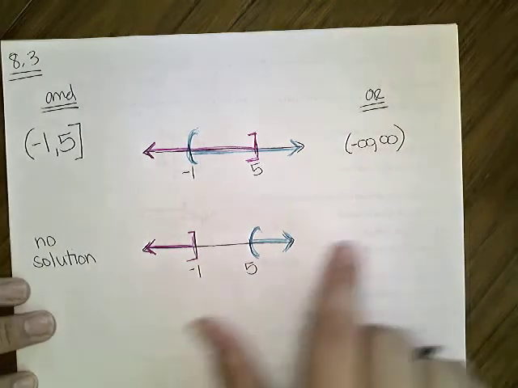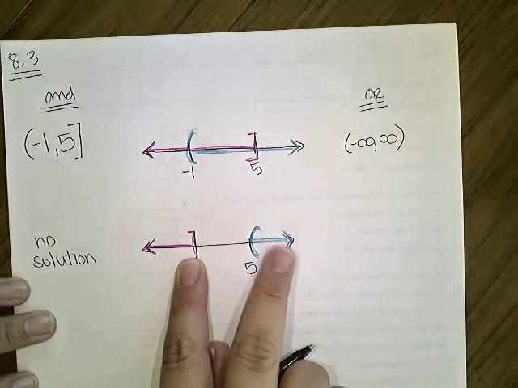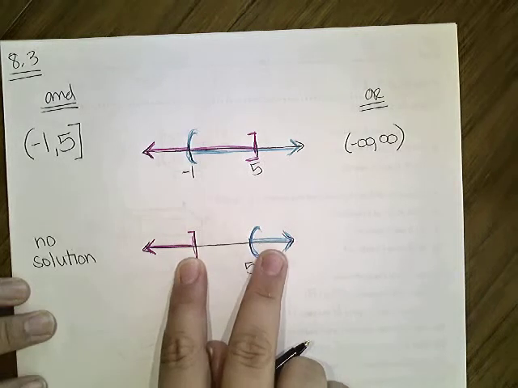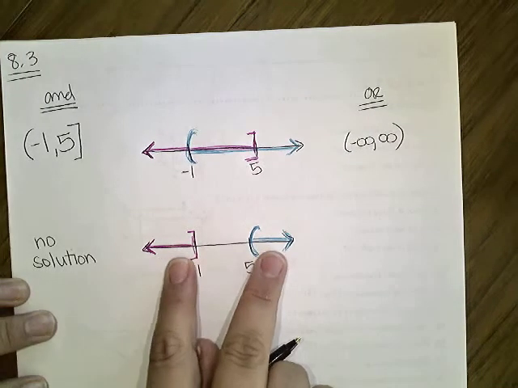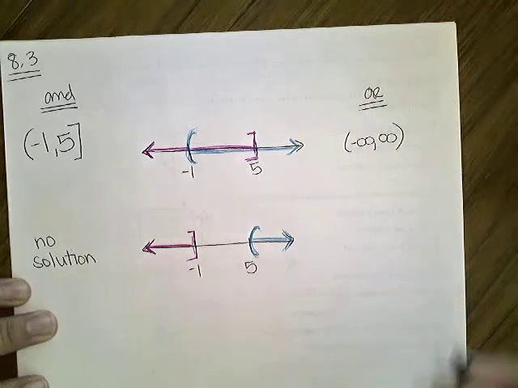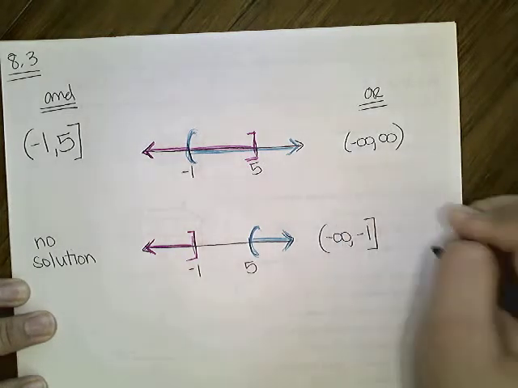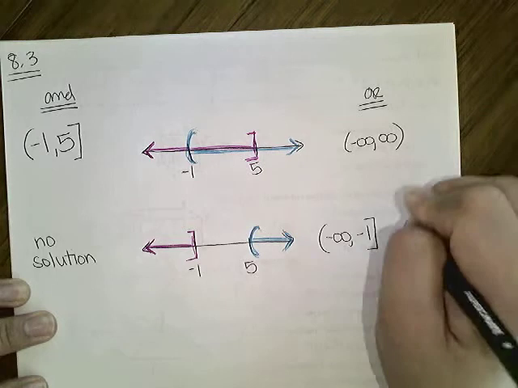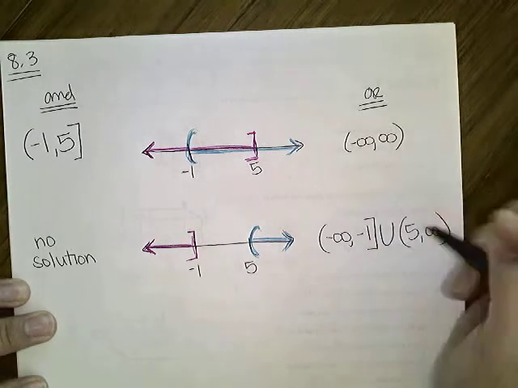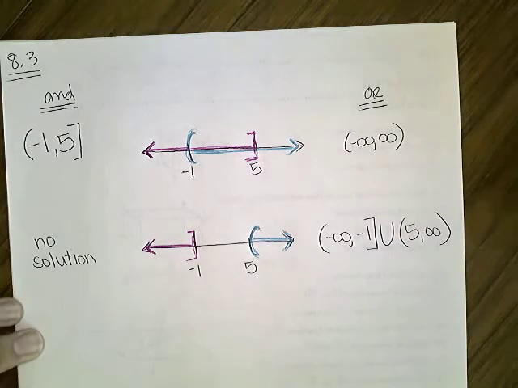Here, when is this situation or that situation true? Which is both of these cases, just two separate regions. So we have from -infinity to -1, and then from 5 to +infinity. And again, we're using our union symbol for that.